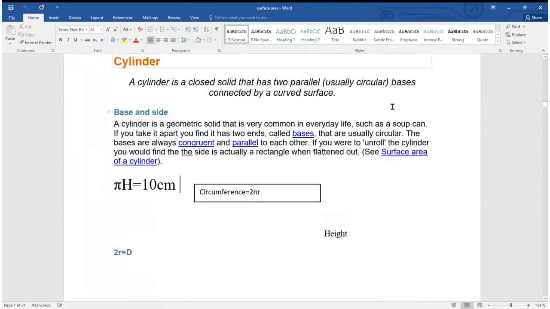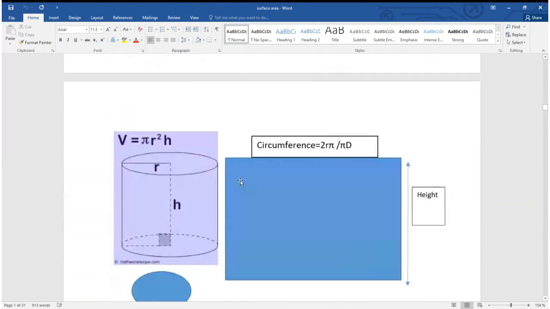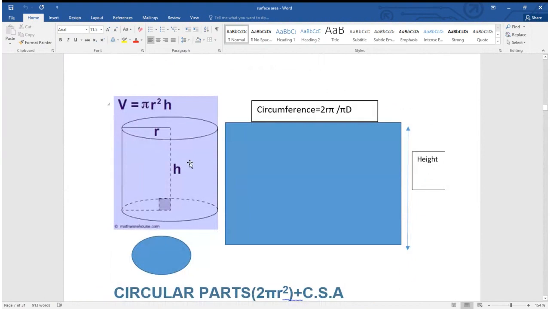So now let's talk about a cylinder. So we have said that is a solid that has two parallel, usually circular bases connected by a curved surface area. Okay, so the curved surface area is the one that we are seeing when you open it. It forms a rectangular shape. Okay, so this is our cylinder here. So this one is the radius, this one is the height. Now in that example that we are looking at there, it was called the L. Okay, it was given L.